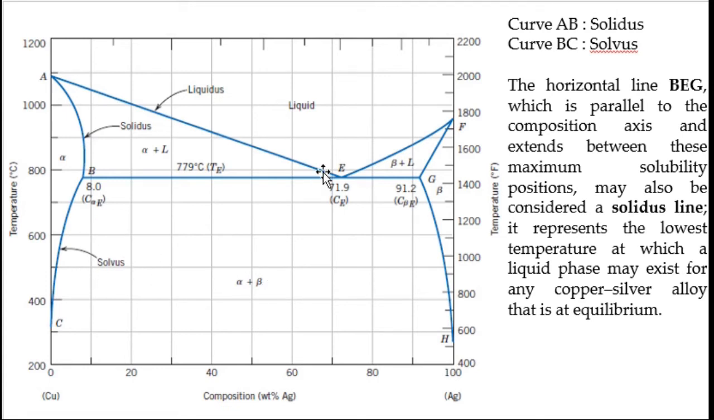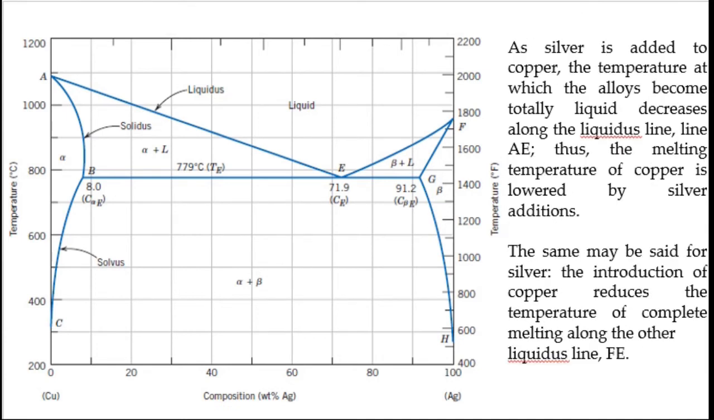Another thing is the line BEG. This is called the eutectic line or eutectic isotherm. So line BEG may also be considered as a solidus line. This may not be apparent from what we have seen till now, but for this binary eutectic alloy system, we call the line BEG a solidus line.